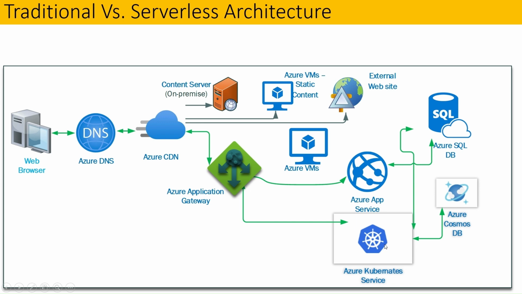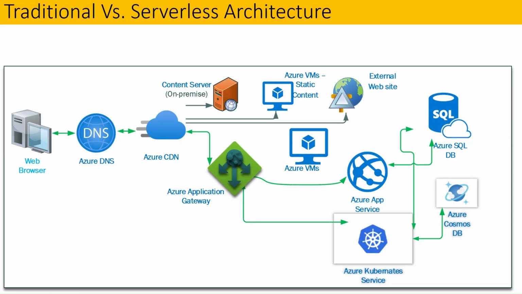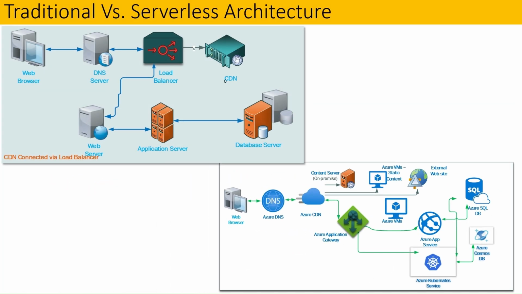application specific logic, which in turn consumes any of the database services hosted by Microsoft Azure. It may be Azure SQL DB or Azure Cosmos DB. This is how the on-premises architecture, whatever you see here, can be mapped with a serverless architecture.